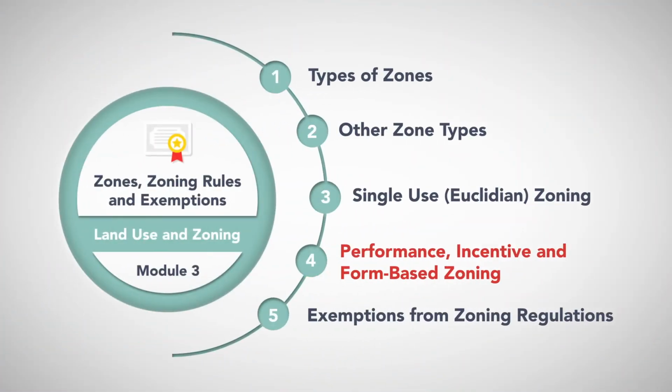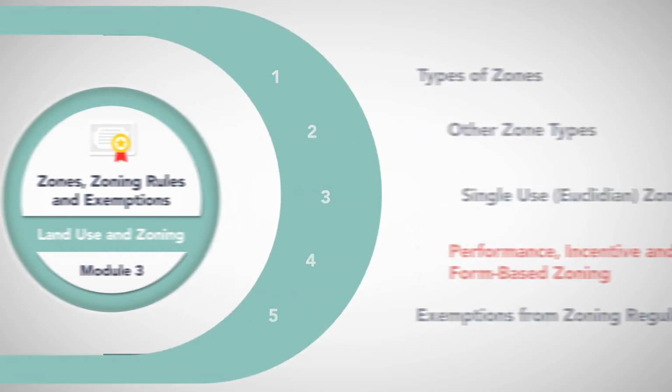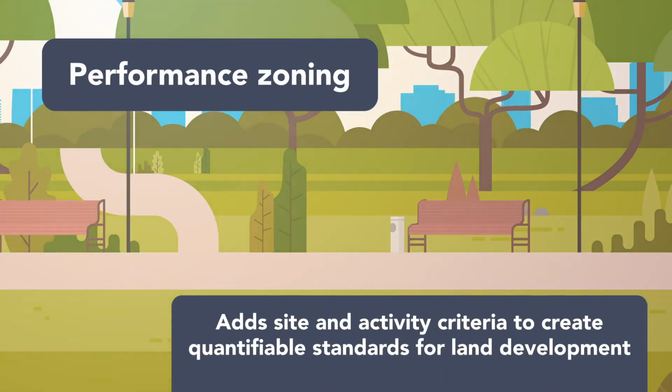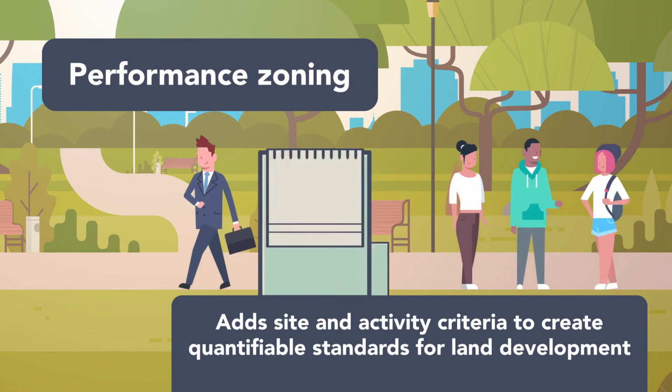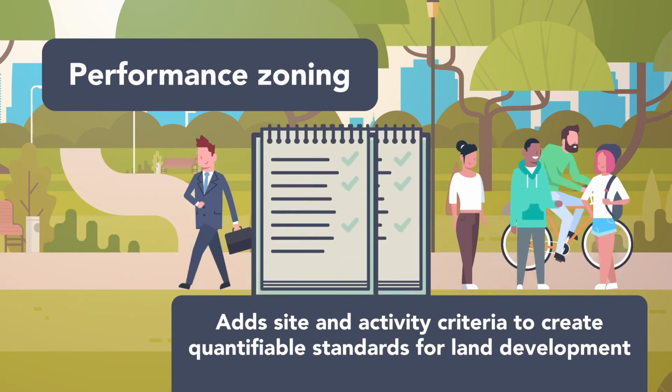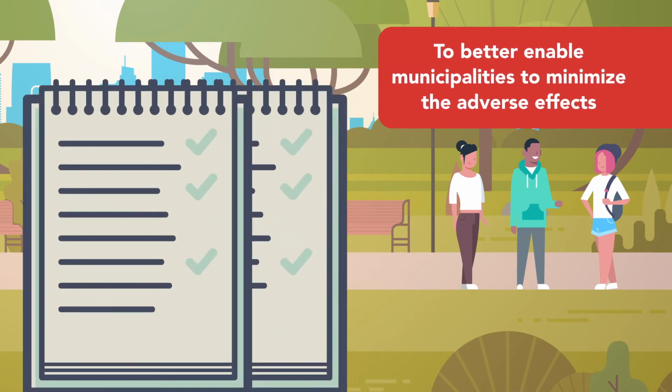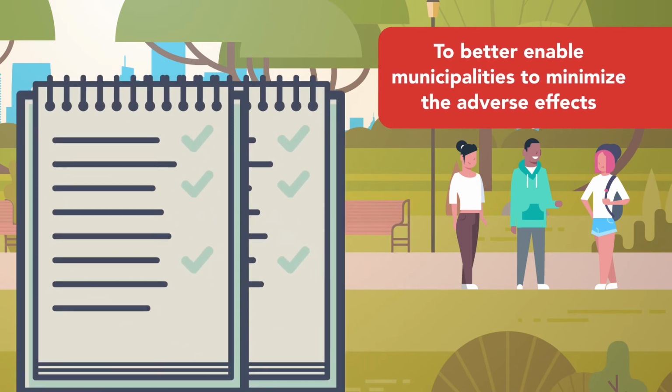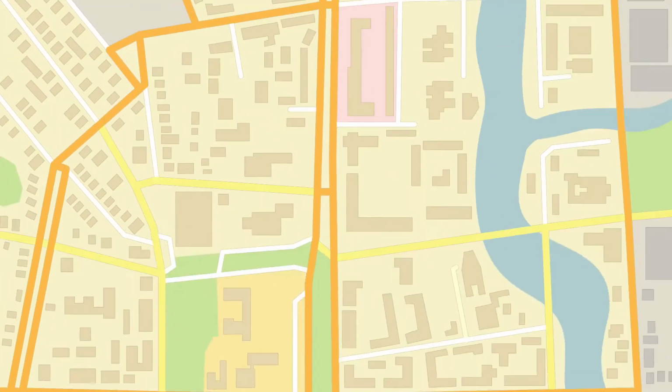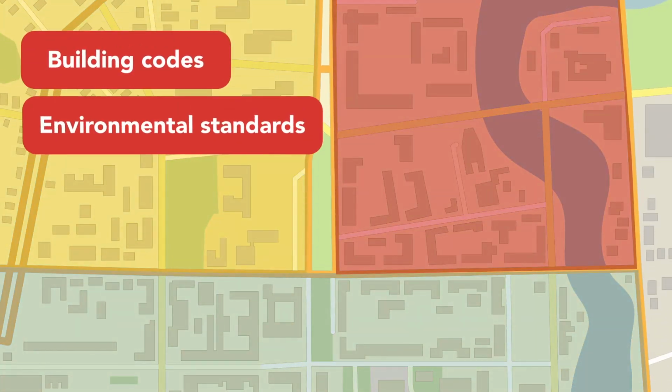Performance, incentive, and form-based zoning. Performance zoning adds site and activity criteria to create quantifiable standards for land development. The purpose of these standards is to better enable municipalities to minimize the adverse effects on adjacent properties. These zones have strong connections to building codes and environmental standards applicable to the type of activity.